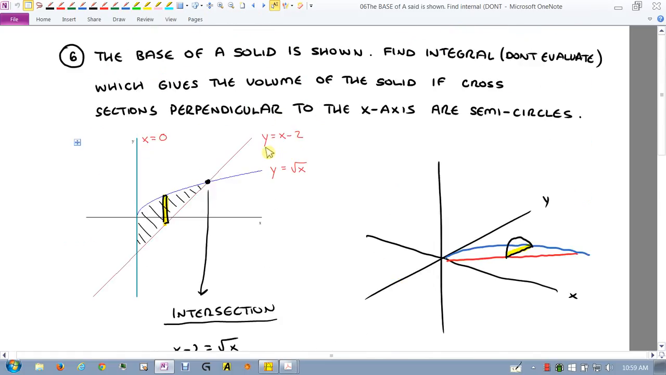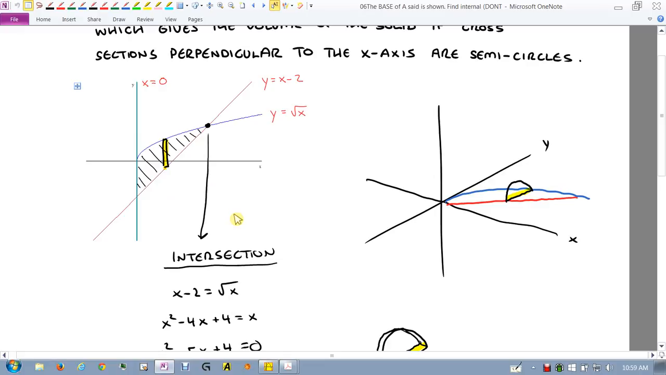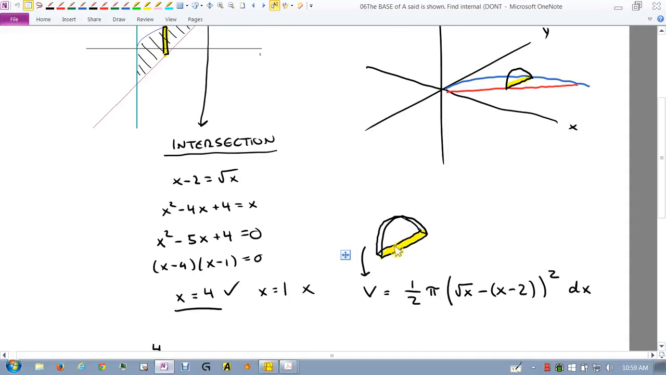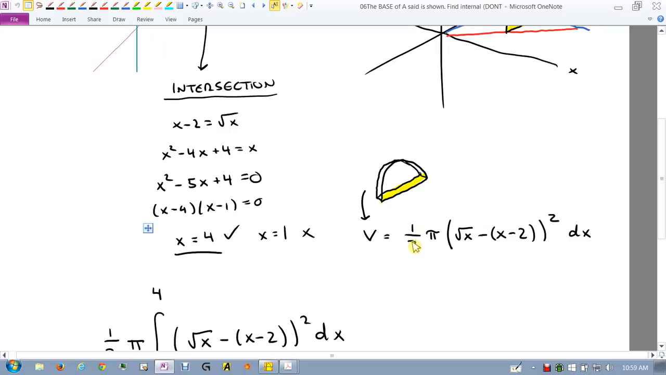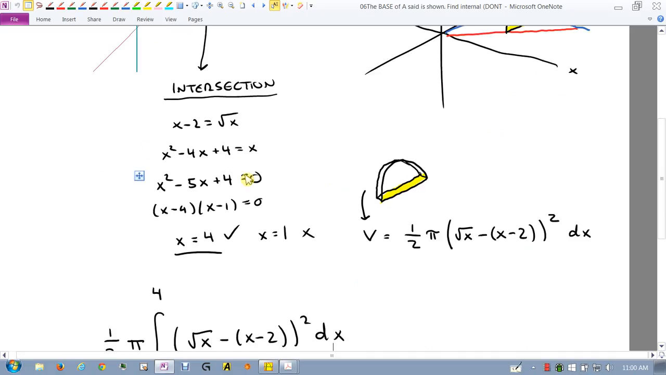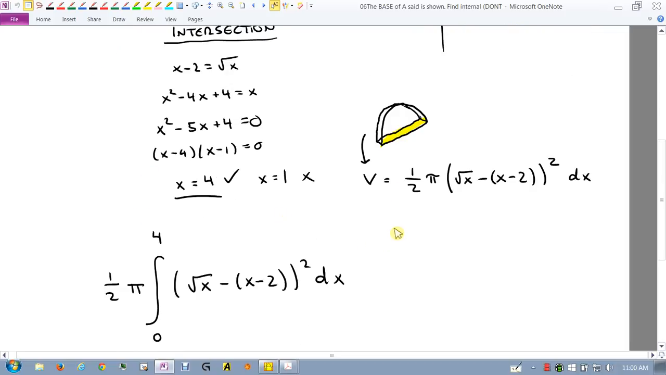All right, so this one, you have the base of a solid given here, and the perpendicular cross sections are semicircles. A semicircle is a half circle. So this is what it looks like. You want to find the volume of one of these little slices. The area of a circle is pi r squared. Half of that is the semicircle. So half pi, here's the radius squared. And the radius comes from the top function minus the bottom function. Half.